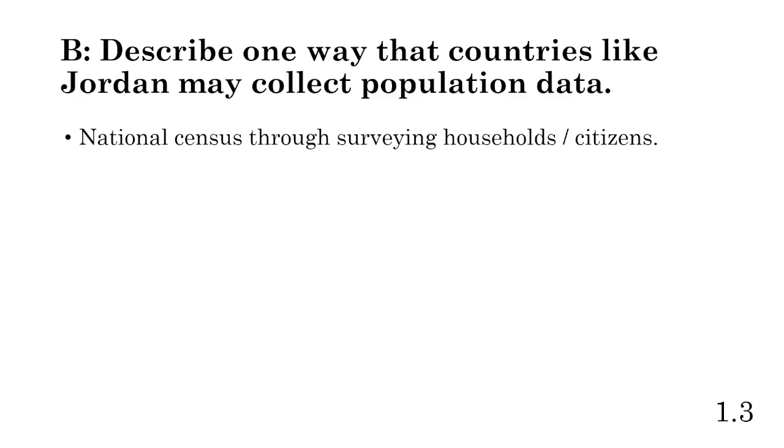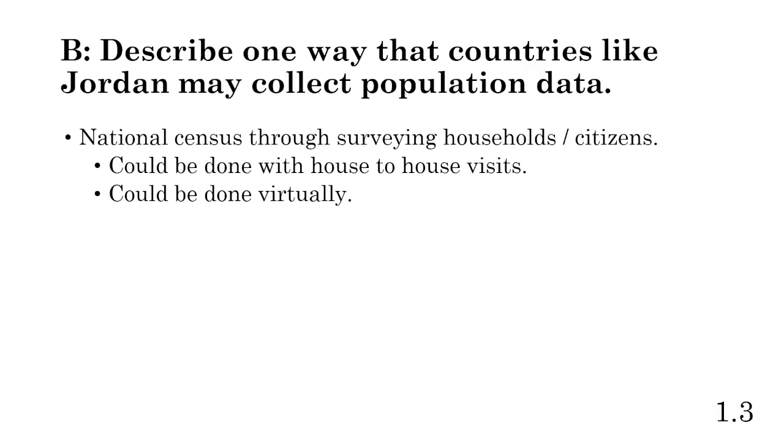So you would say something like a national census through surveying. You could say something like surveying through house-to-house visits or through doing a virtual surveying. Sometimes you could say over the phone or email, because in the United States, the last census was the first census that wasn't house-to-house, but it was done virtually or through mail. That's another one you could probably say: a national census through surveying households or citizens through mail-in surveys or something like that. To get the point, you would probably have to say national census, surveying, and then how they would survey as well, because there's a lot of different ways of surveying. And College Board wants you to be as specific as possible.